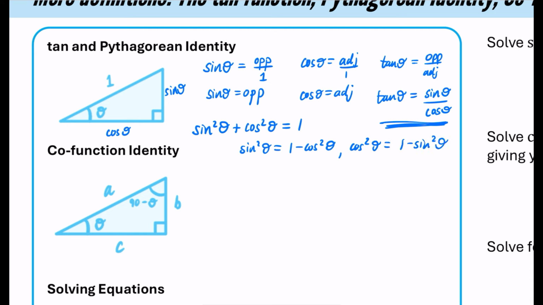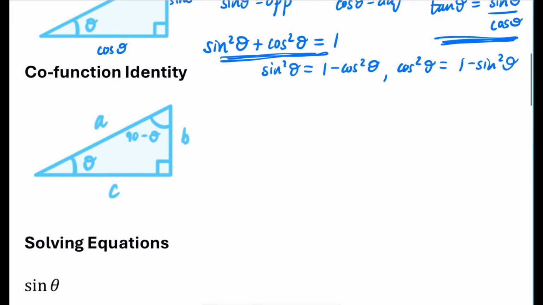But the most important ones I want you to remember are the two that I've underlined, so that tan is sine theta over cos theta, and then this Pythagorean one that we have here. And it comes back in year 2 when we add in some new trigonometric functions. Now, the cofunction identity isn't really explicitly taught, but I think it's worth exploring because it has come up in some exams in the past.